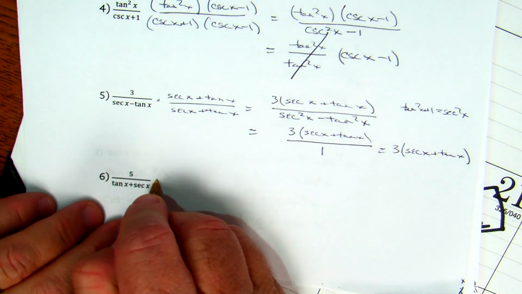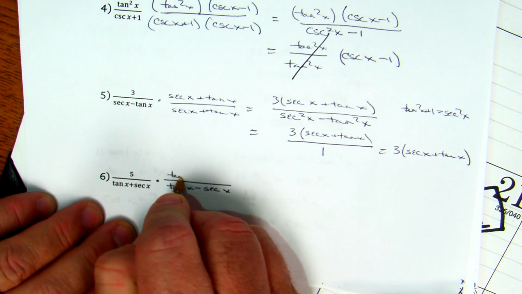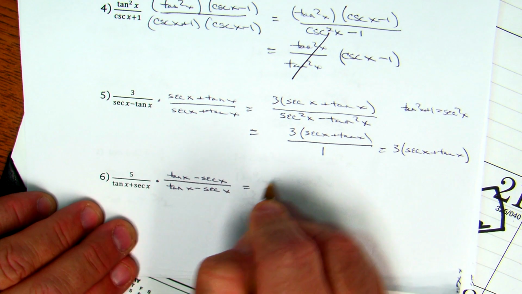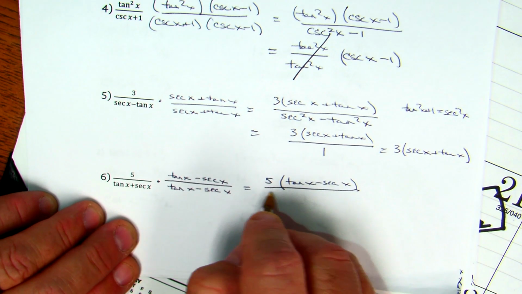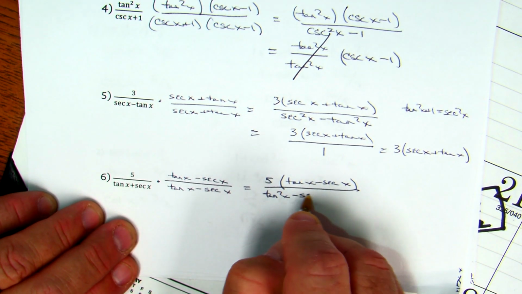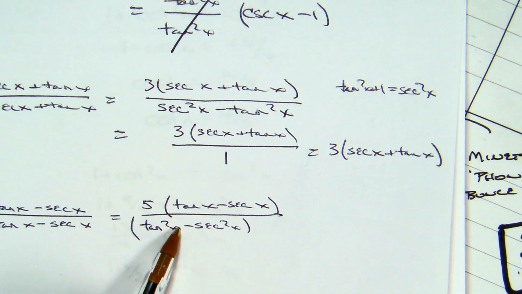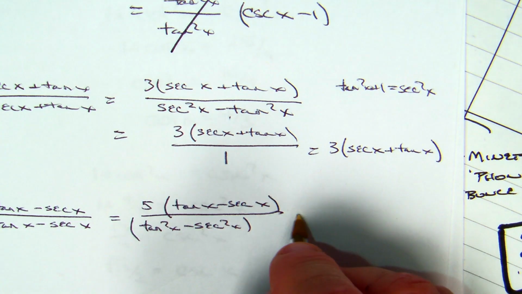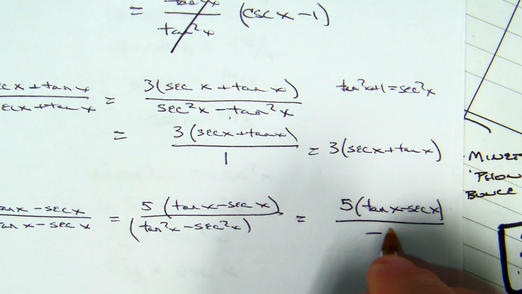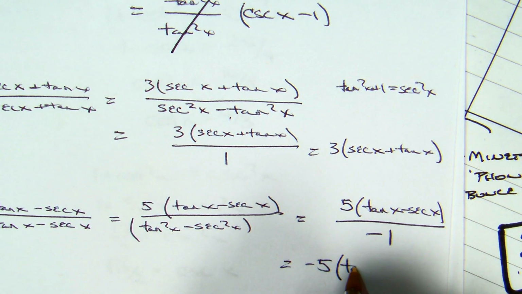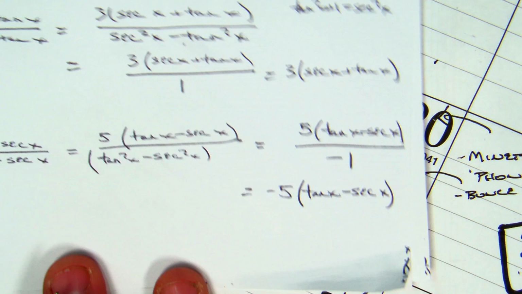Same thing with number 6. The only difference is the conjugate is the negative, so I'm going to multiply by tangent x minus secant x. I'm going to have 5 tangent x minus secant x over tangent squared x minus secant squared x. The only difference between that and that, which is 1, is it's in the wrong order. So to account for that, instead of putting it over a positive 1, we put it over a negative 1. And as a result, we have negative 5 tangent x minus secant x. And your choice if you want to distribute it or not.